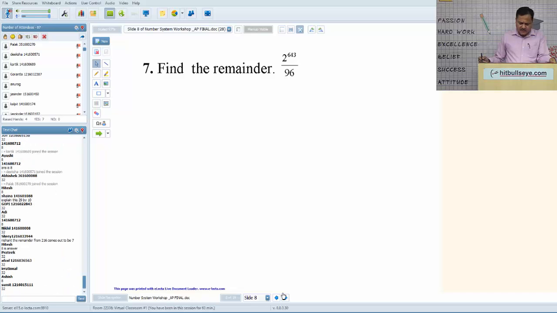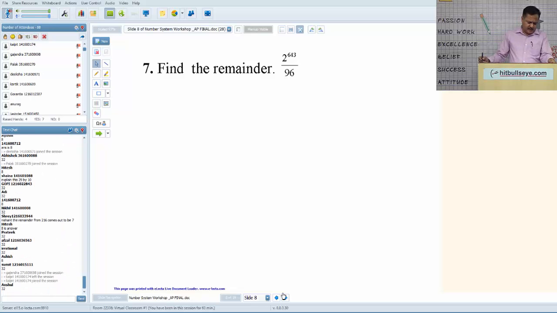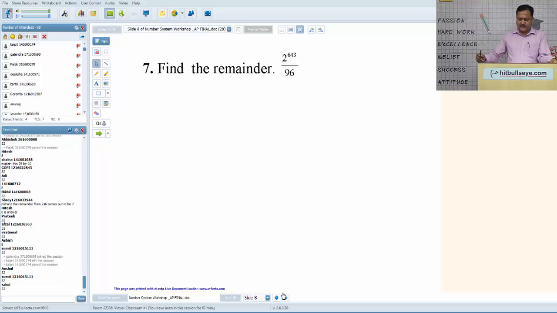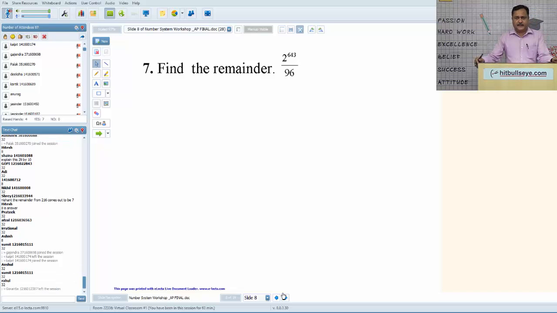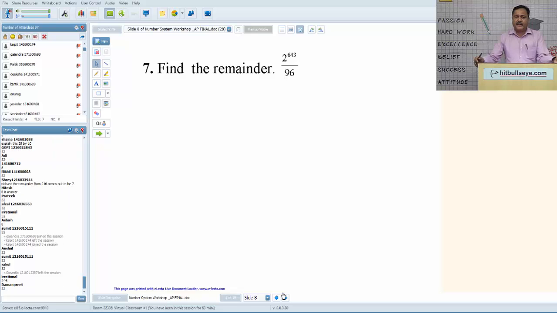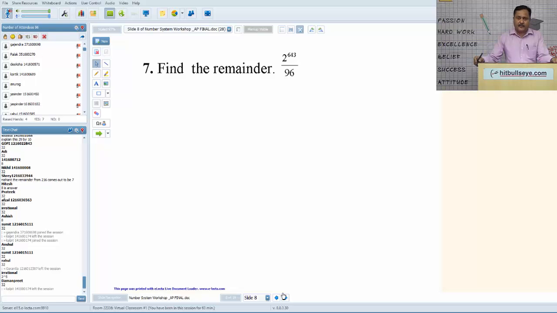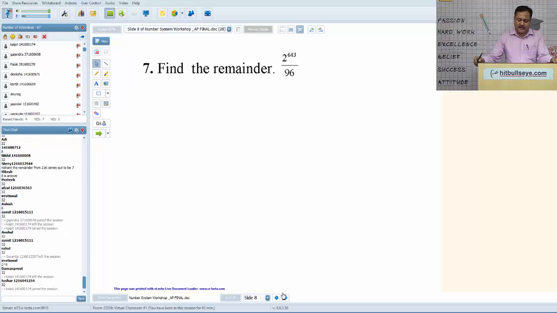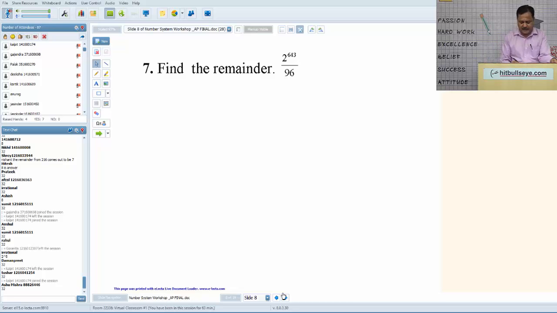So the answer to this question is 32. Let us check how 32 is the answer. We have 2 raised to 643 divided by 96. Now we know that 2 and 96 are not co-prime to each other, so we have to simplify this to make the numerator base and divisor co-prime to each other.